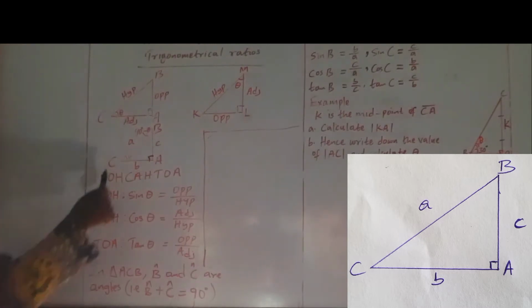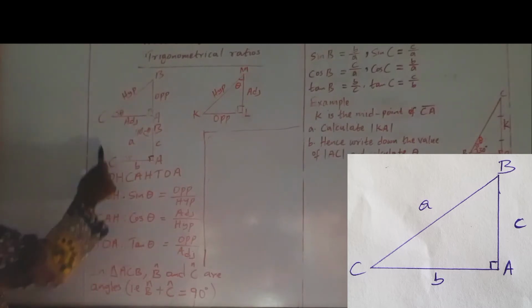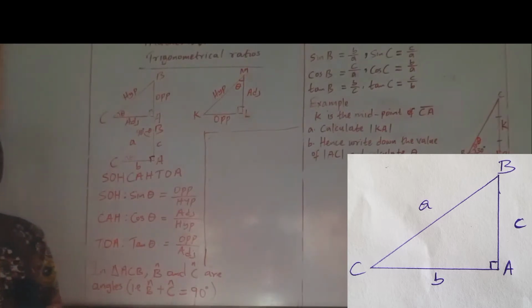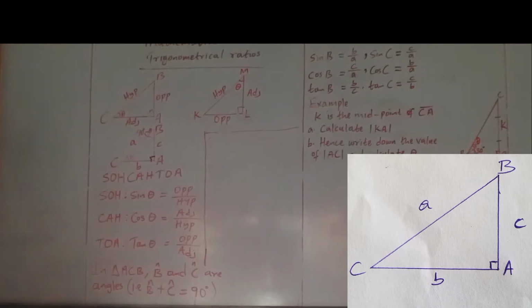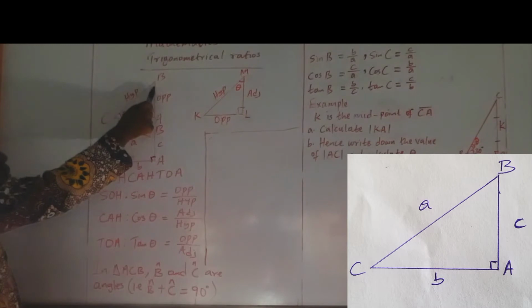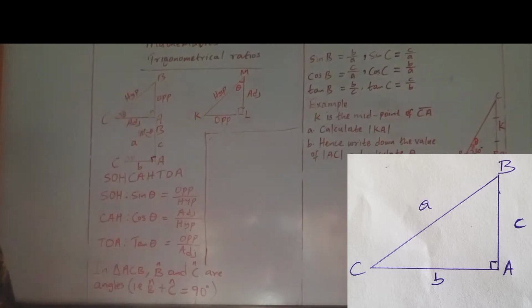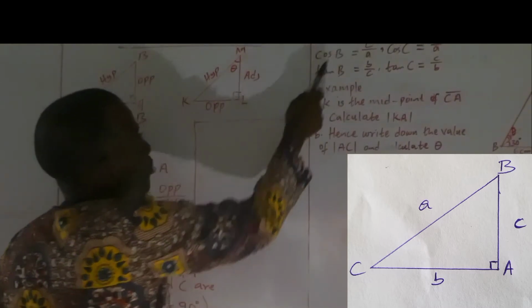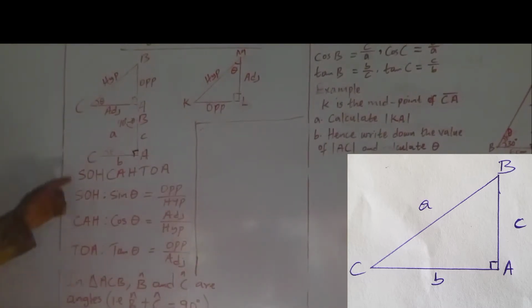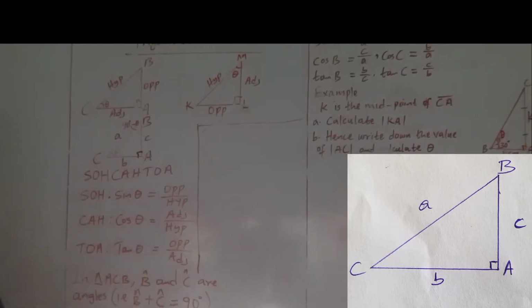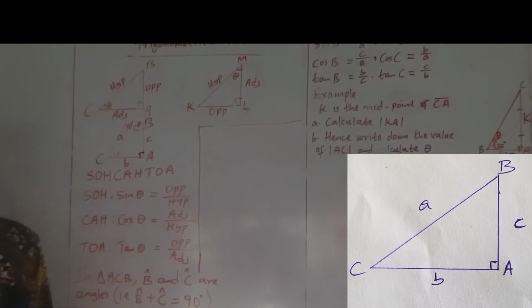In triangle ACB, angle C and angle B are complementary, which means they add up to 90 degrees. If theta is 20 degrees, then angle B will be 70 degrees. Sin B is equal to b over a, considering this triangle. Sin B, b over a, that is opposite over hypotenuse.